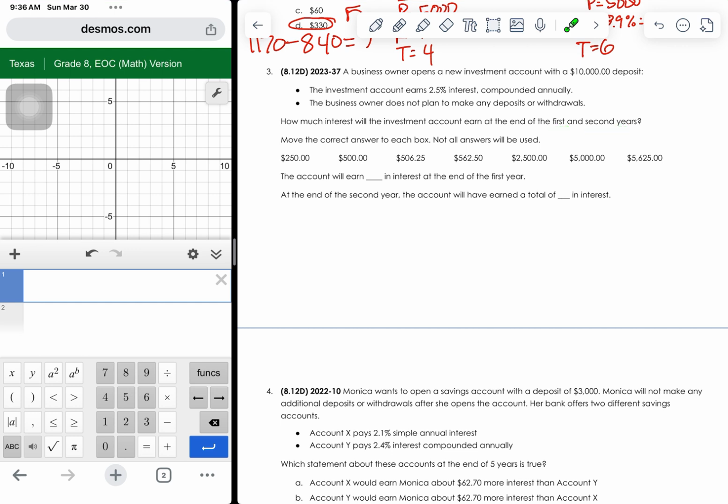Move the correct answer to each box. Not all answers will be used. All right, so here are my choices. The account will earn blank interest at the end of the first year, and at the end of the second year, it will have earned blank interest.